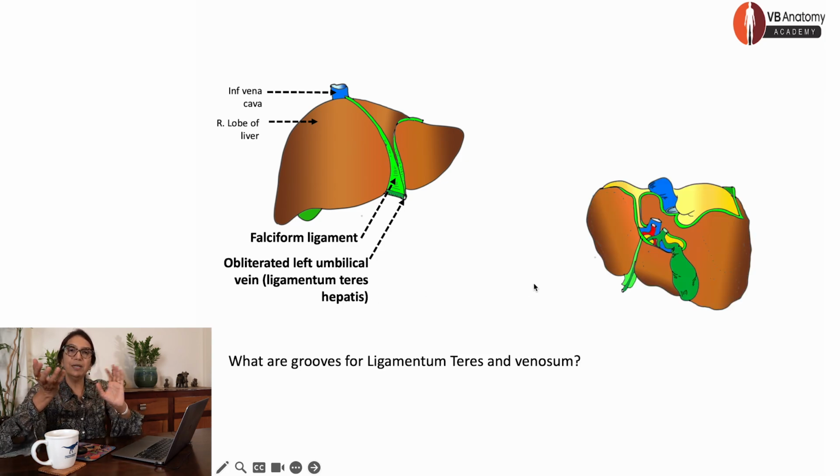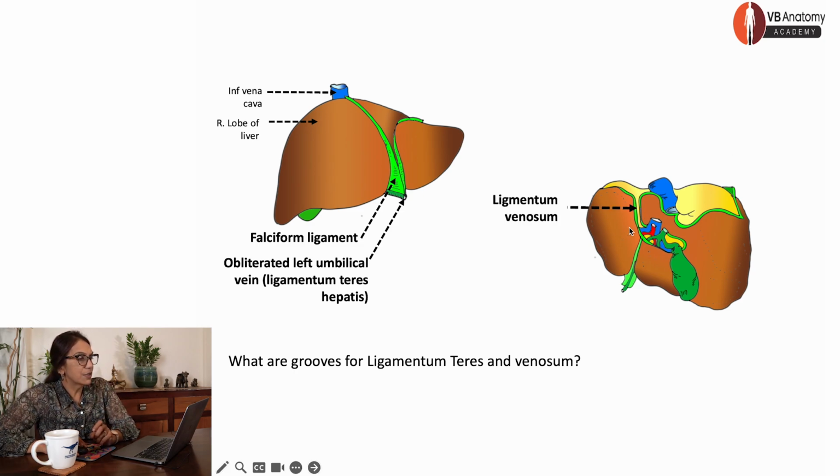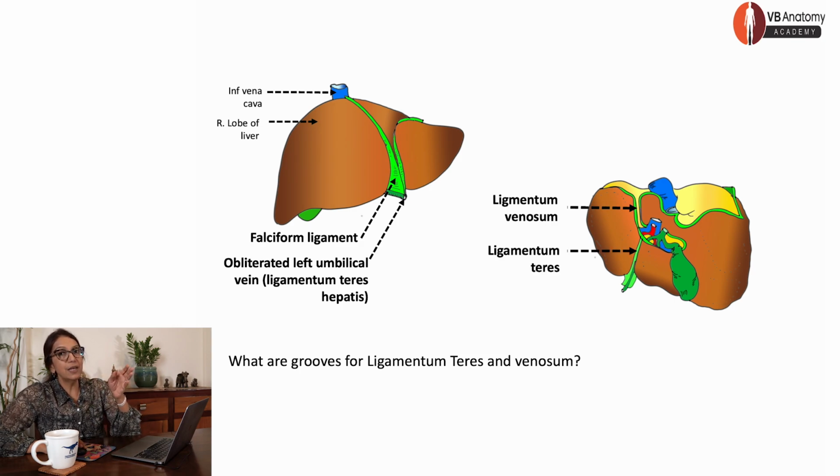Now, here I've turned the liver completely. We are watching it from posteriorly now. You can see a groove here, which is the groove for ligamentum venosum, containing the ligamentum venosum, remnant of ductus venosus. This is the ligamentum teres. Inside it, you will have the ligamentum teres, which is remnant of left umbilical vein. As you keep repeating this, you will find yourself remembering this, which is asked often.